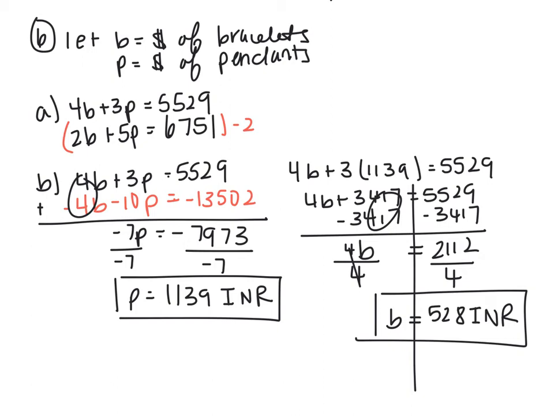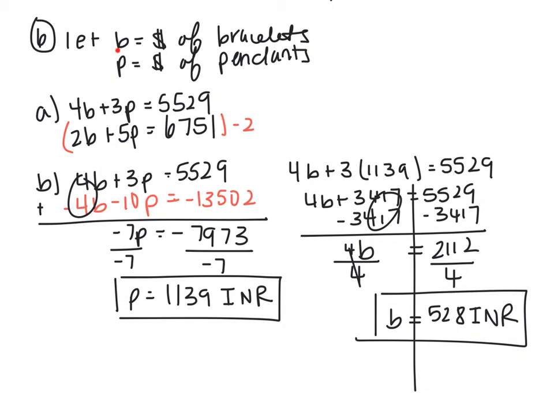So number 6 is giving us a situation for simultaneous equations. They give us two situations: Igor bought 4 bracelets and 3 pendants for 5,529 Indian rupees. Arishka bought 2 bracelets and 5 pendants for 6,751 Indian rupees. Part A wants us to write 2 equations using that information.